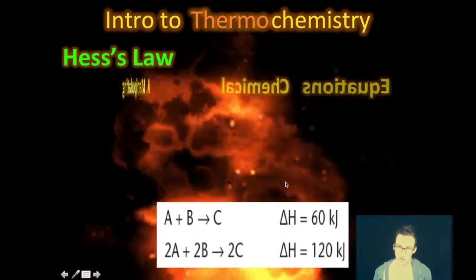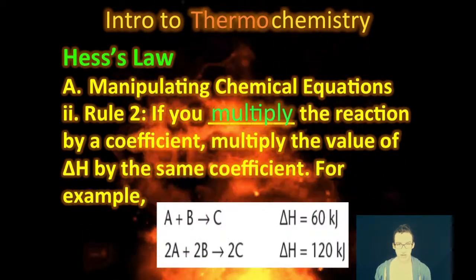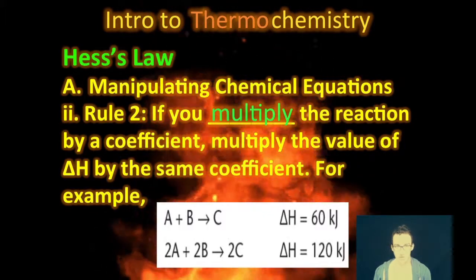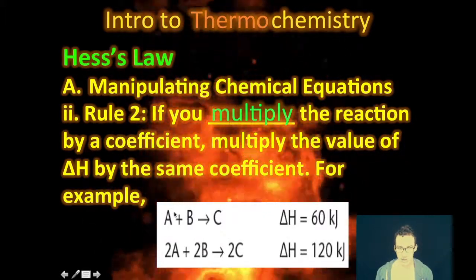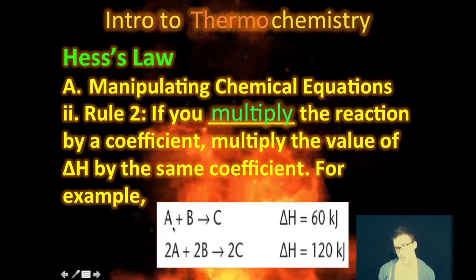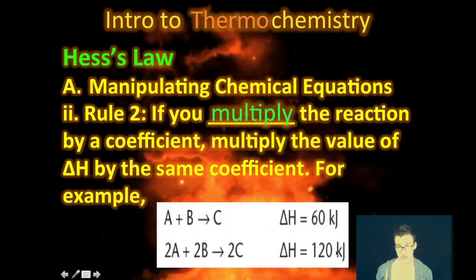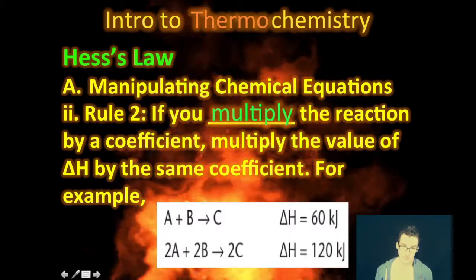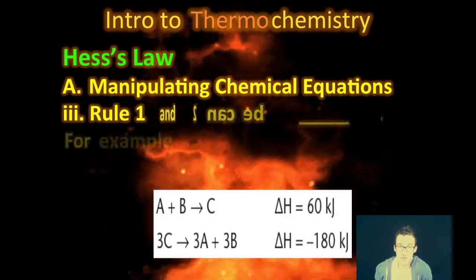Rule number 2 for Hess's Law, if you end up multiplying the reaction by a coefficient, you must multiply the value for the enthalpy change by the same coefficient. For example, your general equation A plus B forms C will give you an enthalpy change of 60 kilojoules. If you were to multiply that reaction by a coefficient of 2, you'd have to double your enthalpy change by 2 as well.